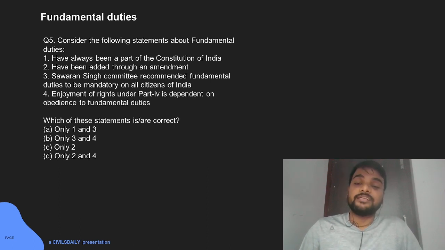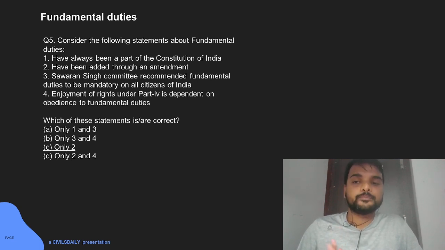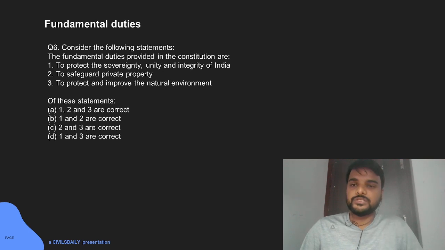So enjoyment of rights under Part 4 is dependent on adherence to fundamental duty? We know that Part 3 is fundamental rights, and fundamental rights are enforceable, justiciable on their own, and not dependent on any duty. The rights and duties are correlative, but in India, fundamental rights are not correlative, not dependent on the fundamental duty. So only 2 will be correct here. 1, 3 and 4 are not correct here. So option C. Moving on to the last question today.